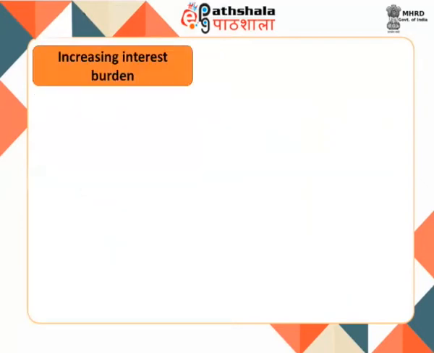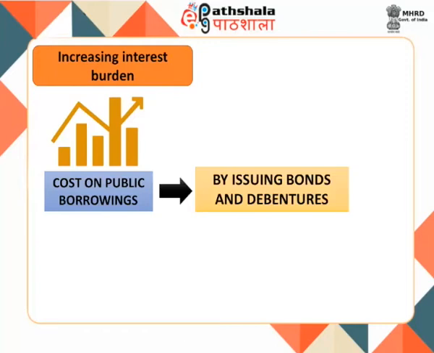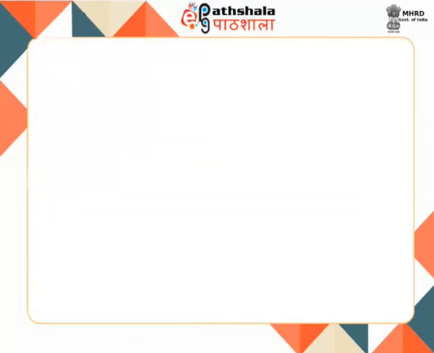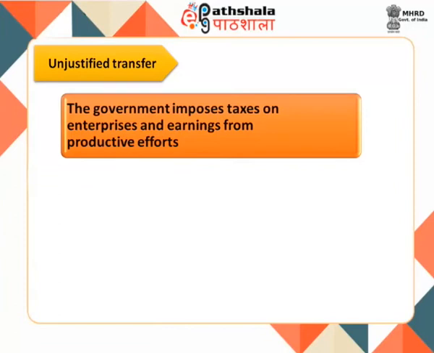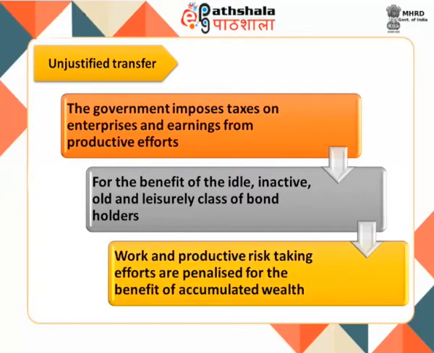Increasing interest burden. Public borrowing may become costlier for the government, especially when it resorts to public borrowing by issuing bonds and debentures. Such bonds and debentures carry a high rate of interest. Unjustified transfer. The government imposes taxes on enterprises and earnings from productive efforts for the benefit of the idle, inactive, old, and leisurely class of bondholders. Hence, work and productive risk taking efforts are penalized for the benefit of accumulated wealth. This adds to the net real burden of debts.